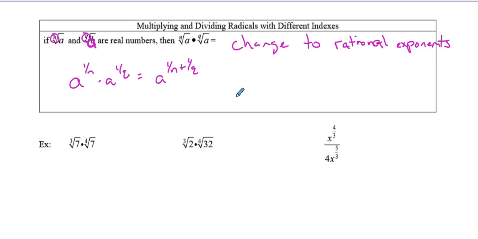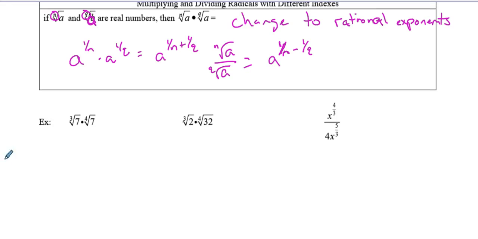If it's a to the nth power over the q root of a, we're going to end up with a to the 1 over n minus the 1 over q. All right? So multiplication you add, division you subtract. But in either case, if the indexes are different from each other, you have to use rational exponents. All right? So these are all going to be examples. We're going to do these all together, and then that'll be the end.